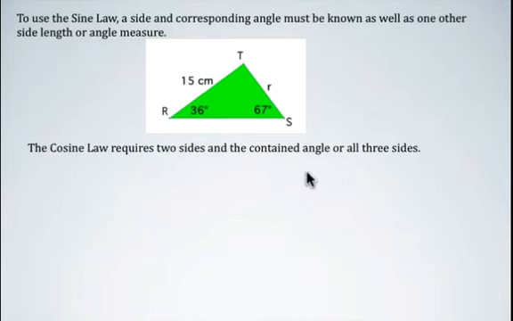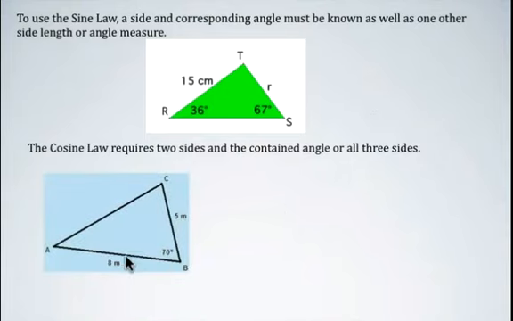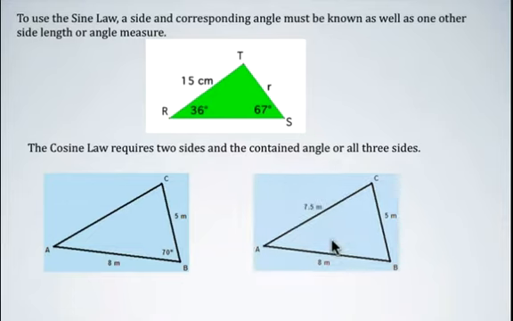Cosine law requires that we know two sides and the contained angle, as in this case, where we have a side length and another side length, and then the angle measure between, or the contained angle for these two sides. The other situation we can use cosine law is when we know the length of all three sides in our triangle.